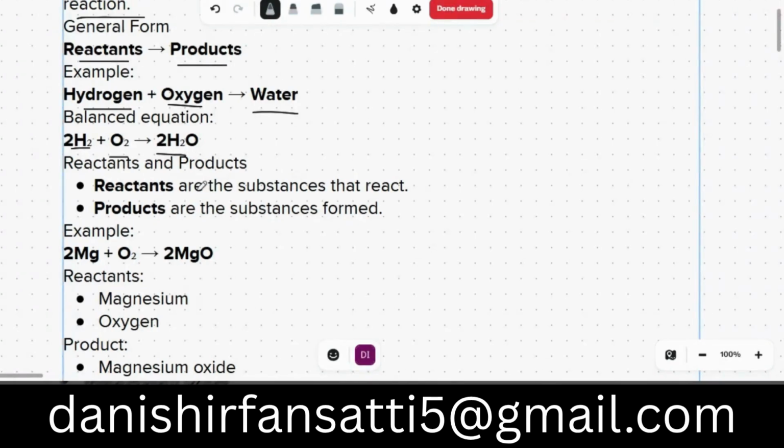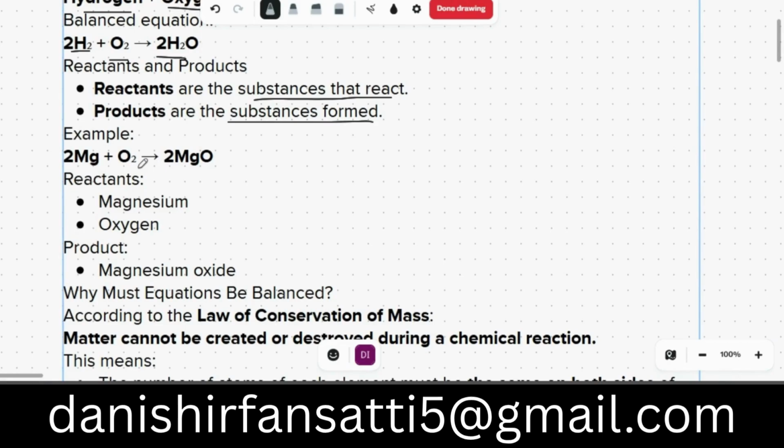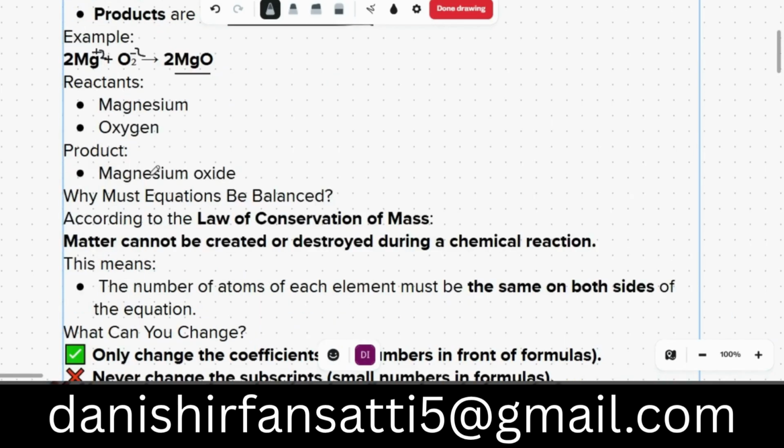Now, reactants and products. Reactants are the substances that react, and products are the substances that are formed. For example, 2 Mg plus O2 gives us MgO. Here you can see we have two oxygen, and oxygen has a -2 charge, so the total charge is -4, and one element of Mg has a +2 charge, so we need 2 Mg to react with O2 to give us 2 MgO.